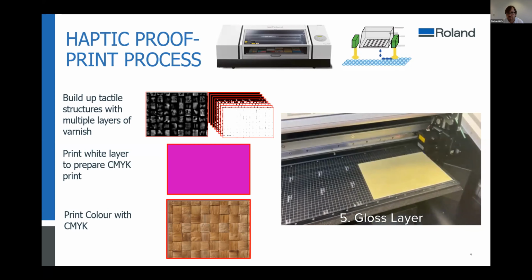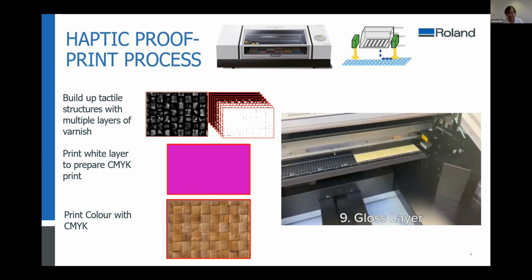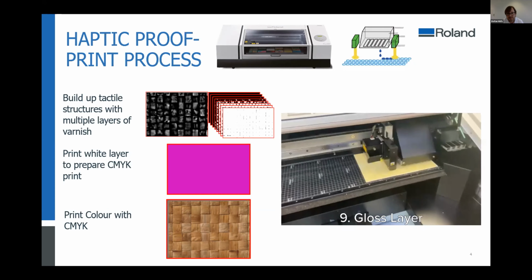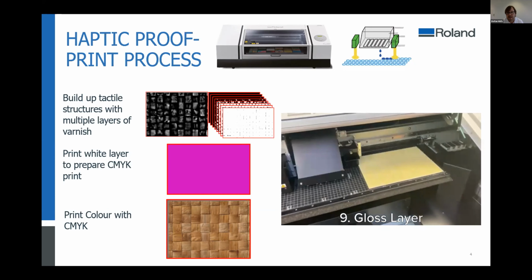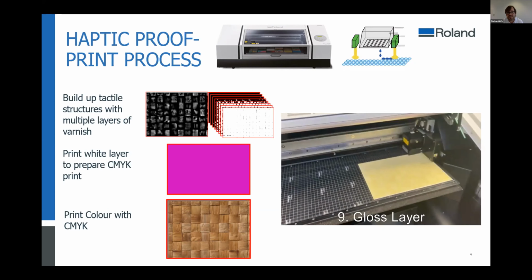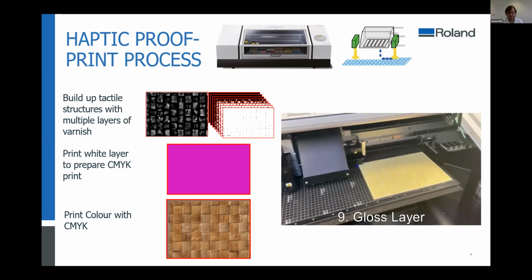So here we have now the 5th layer, and you can already see the structure. And what you can also see is that the varnish is a little bit yellowish. And this is also the reason why we definitely need the white layer between the varnish and CMYK.